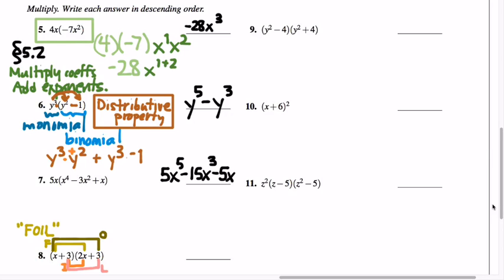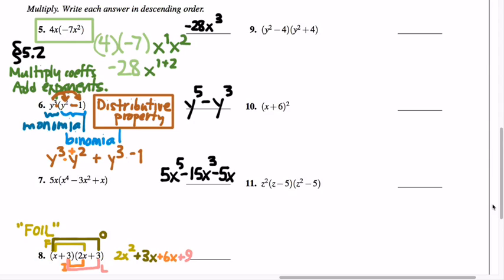What is the product of the first? So what is x times 2x? 2x squared. Great. The outers, what is x times 3? 3x. Not much we can do with that, so we'll just write that as 3x. The inners, 3 times 2x? 6x. So we'll get a 6x in there. And then the lasts, 3 times 3? 9.